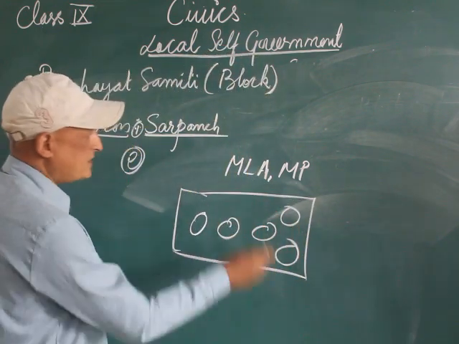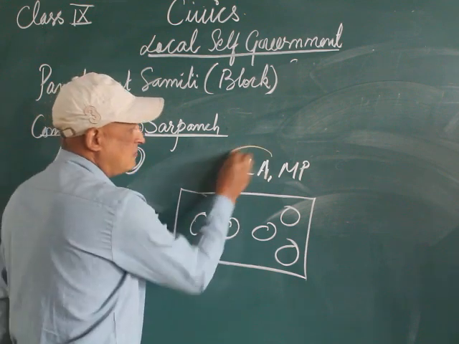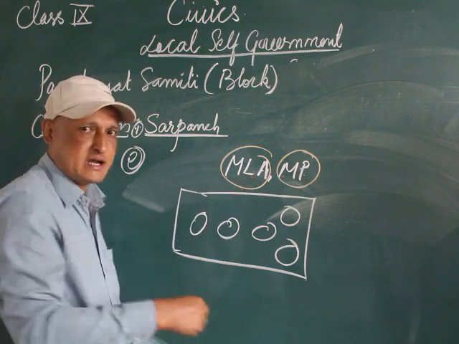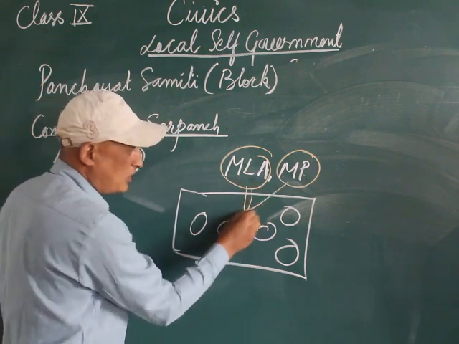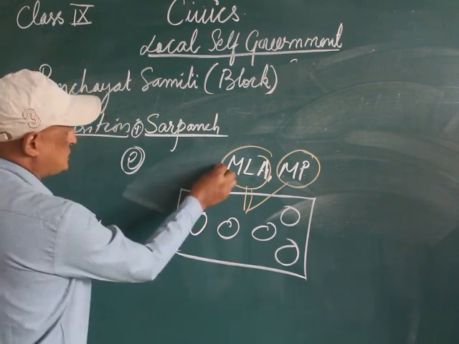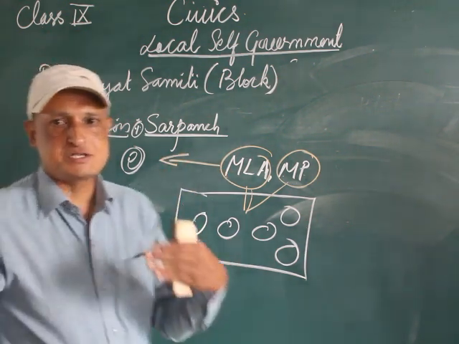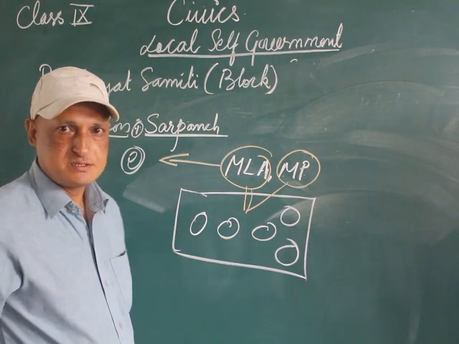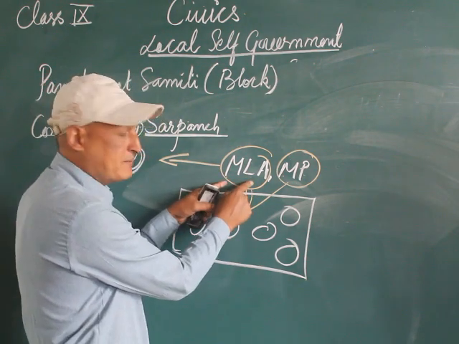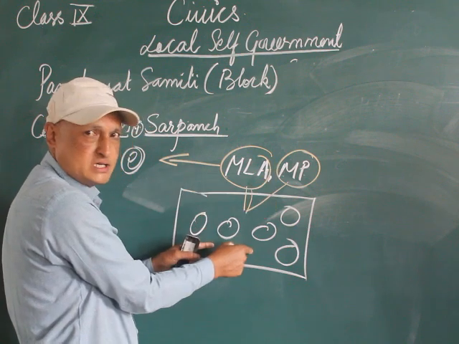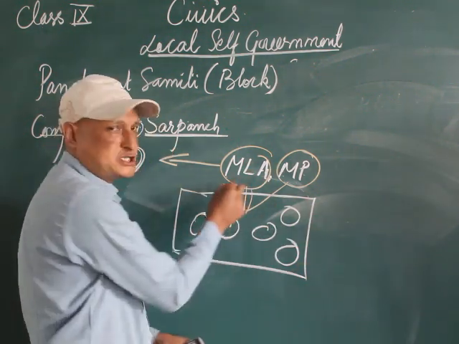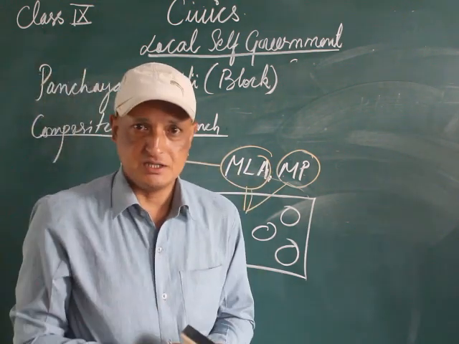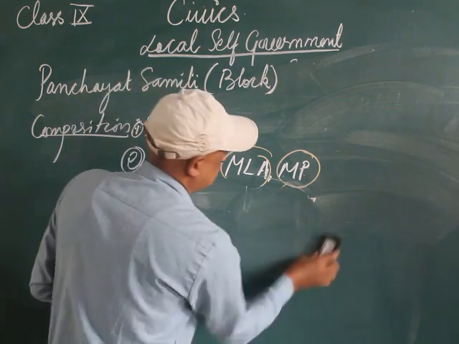So if there are any MLAs or MPs, members of Parliament or members of the state legislative assembly who are elected, and if they are from within this block, then they are also ex officio members of the Panchayat Samiti. I am talking about the ex officio members. Since they are the MLAs or MPs or the elected body who come from within that particular block, they are members of the Panchayat Samiti. The next one, composition. We are talking about composition.